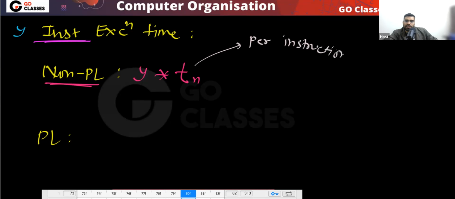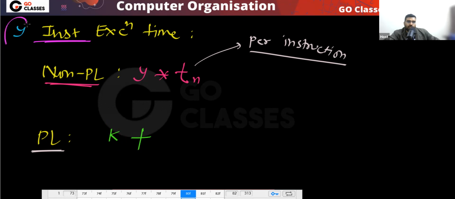This is per instruction. Okay, so this will take Y into Tn. What will this pipeline do? Can anyone tell me what this pipeline will do? For the first instruction, it will take k stages, right? It will go through k stages.